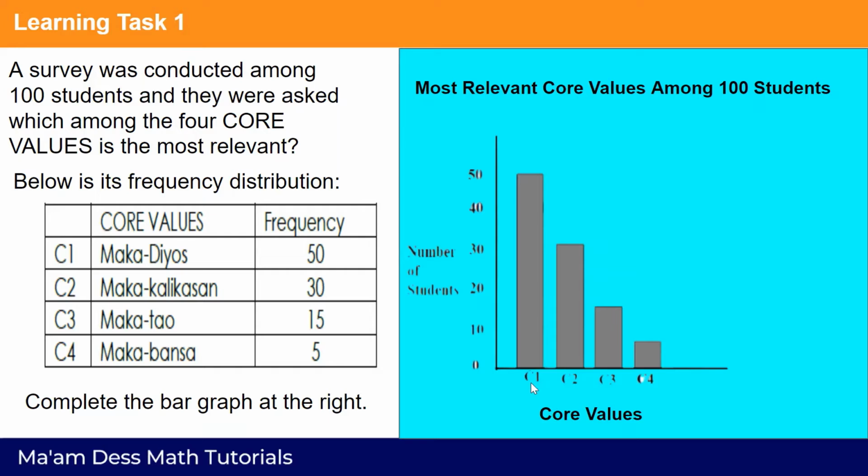Let's start from C1. For core value 1, we have 50, so the bar is aligned with 50. Next, for core value 2, it is 30, so the bar is aligned with 30. Then C3, or core value 3, which is 15. Look at the bar graph: it is between 10 and 20 since it is 15. And core value 4, we have 5, so it is between 0 and 10.